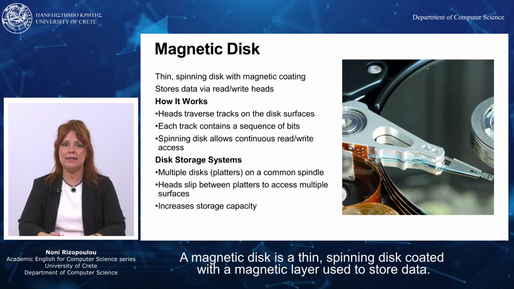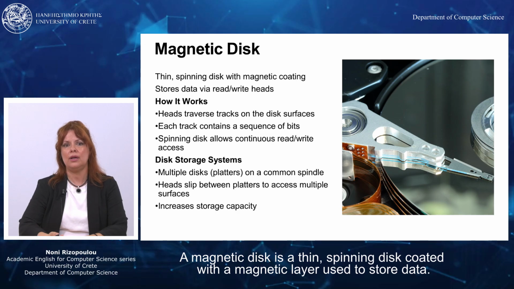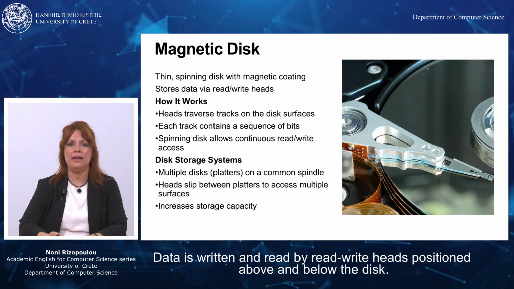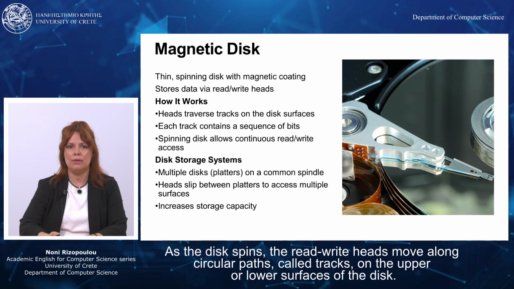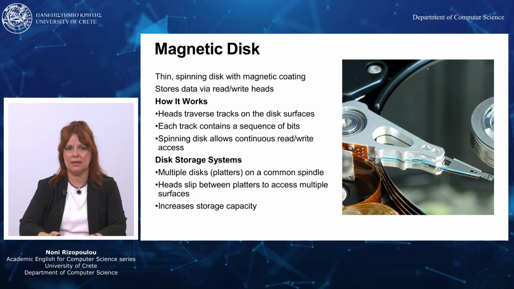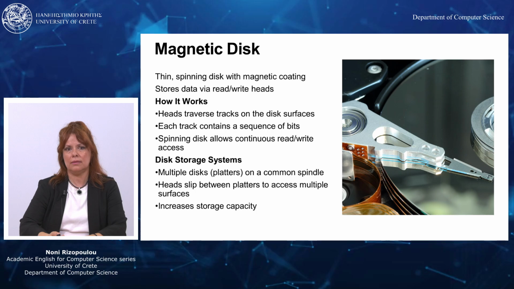A magnetic disk is a thin, spinning disk coated with a magnetic layer used to store data. Data is written and read by read-write heads positioned above and below the disk. As the disk spins, the read-write heads move along circular paths called tracks on the upper or lower surfaces of the disk. Each track holds a sequence of bits representing the stored information.